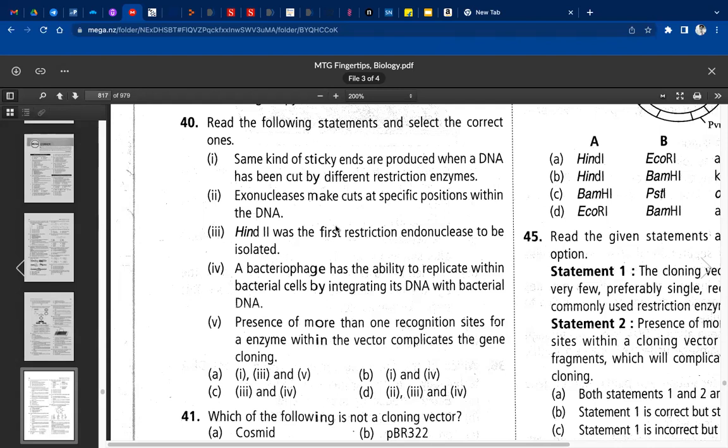Atif, can you read question 40? It's okay, Hiba. Hiba is not feeling very well today, but she's in the class and she's answering. That's good. Atif, are you there? Would you like to read question 40?